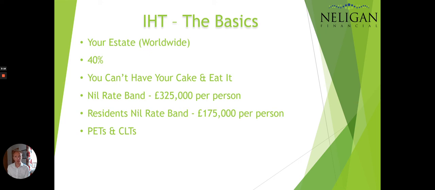Chargeable lifetime transfers, CLTs, are where gifts are made in someone's lifetime, they're greater than a Nil Rate Band, so more than £325,000, and they're made to a discretionary trust. So immediately the amount over £325,000 is taxed at 20%. And again, the subject of another video is what gifts and exemptions apply.